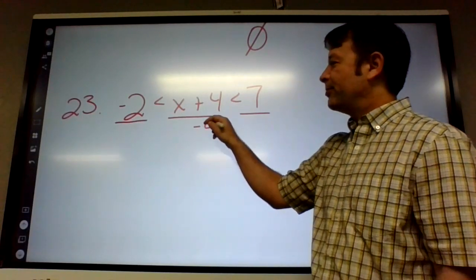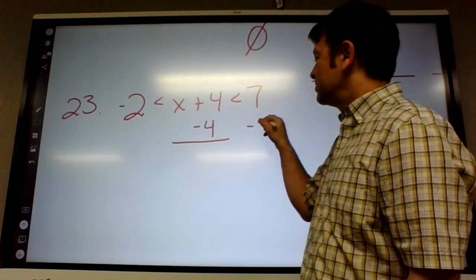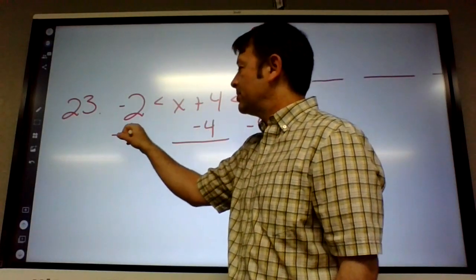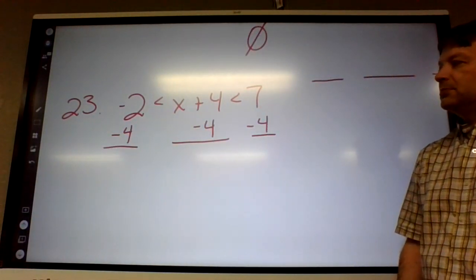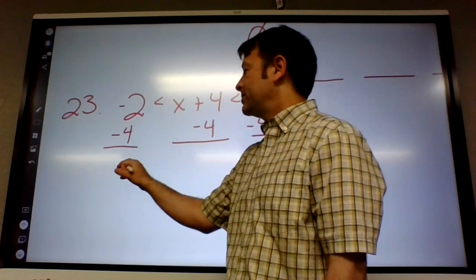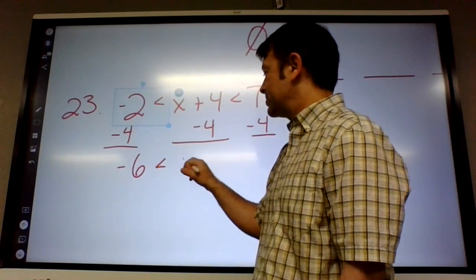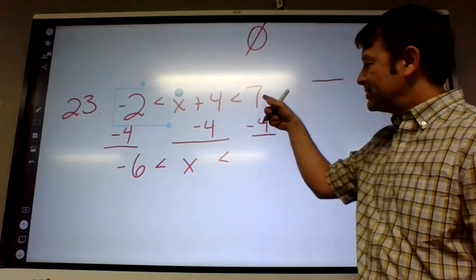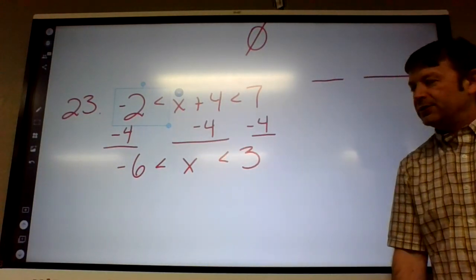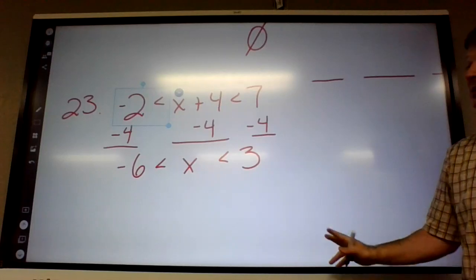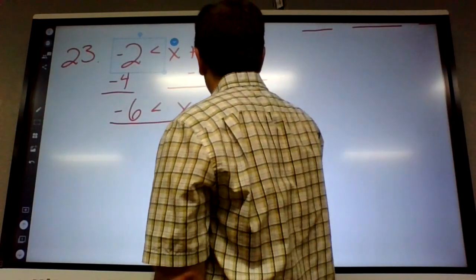Subtract 4. But guess what? If I do that in the middle, I gotta do it to everybody else. These are actually kind of the easier problems. So negative 2 minus 4 is negative 6, and 7 minus 4 is 3. So that's it. The end. That won't take half a page.